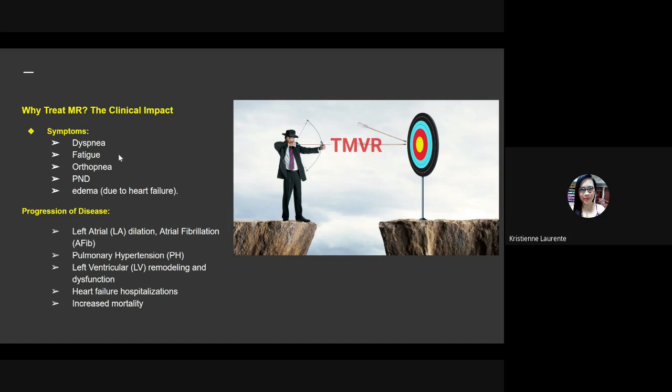So treating mitral regurgitation is very important. So it still depends. Once you read an echo, you will be able to assess. Like there will be a definition: trace MR, mild MR, moderate MR, severe MR. So it depends on the severity and the patient's clinical manifestation where the decision for treating is important. Okay, so symptoms for patients with mitral regurgitation are dyspnea, fatigue, orthopnea, PND, edema due to heart failure.